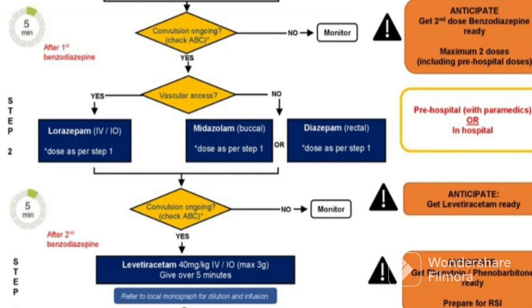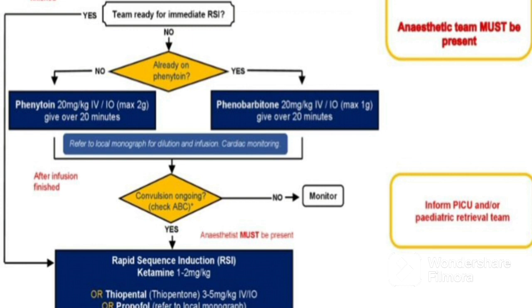Levetiracetam, phenytoin, fosphenytoin, phenobarbital and sodium valproate are all considered to be equally effective second-line treatment for managing a convulsion that has not responded to initial benzodiazepines. Your choice of second-line drug may vary according to your location. However, according to NHS UK guidelines, the second drug of choice is recommended to be levetiracetam, 40 mg per kg, with a max dose of 3 grams, given over 5 minutes as an infusion. After the infusion is finished, you observe for 10 more minutes.